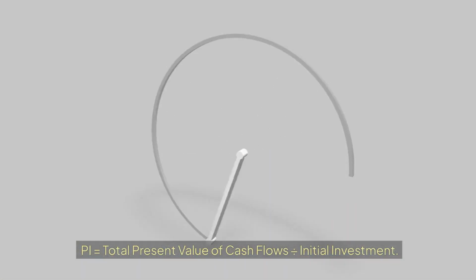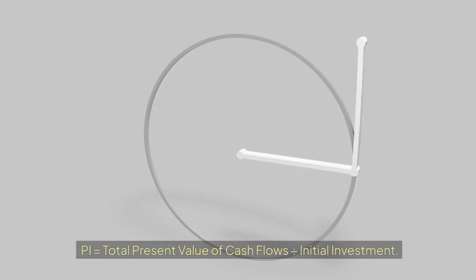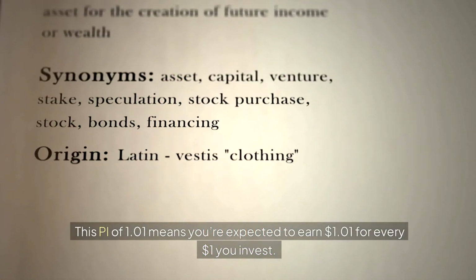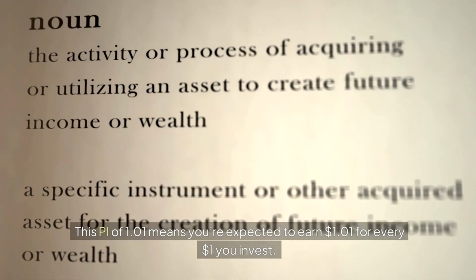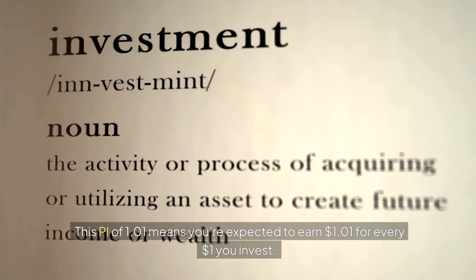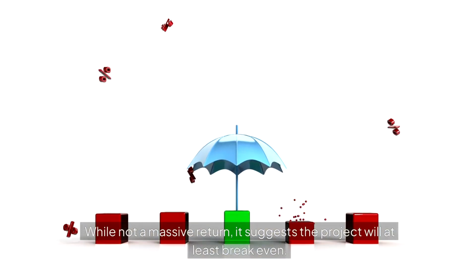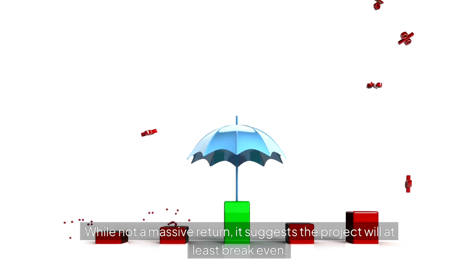Apply the PI formula. PI equals total present value of cash flows divided by initial investment. PI equals $50,488.36 divided by $50,000 equals 1.01. This PI of 1.01 means you're expected to earn $1.01 for every $1 you invest. While not a massive return, it suggests the project will at least break even.